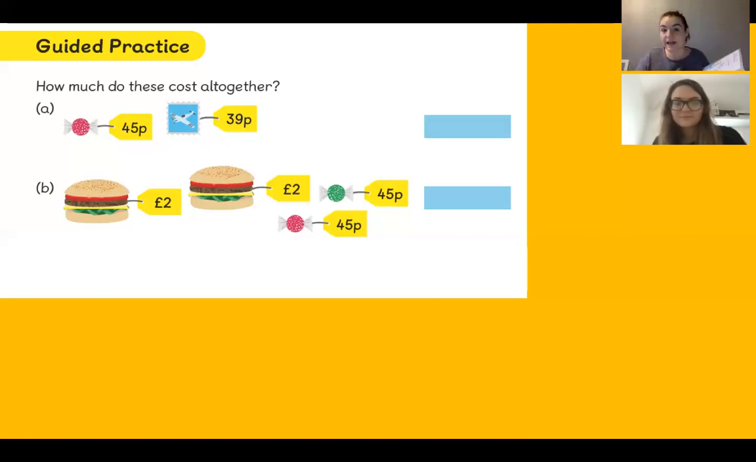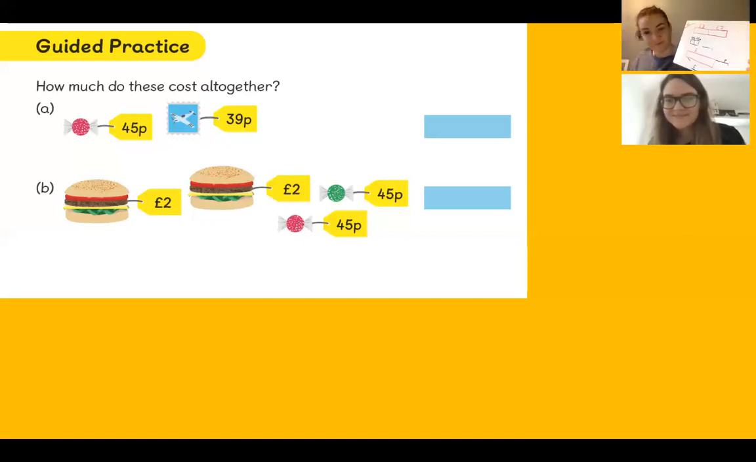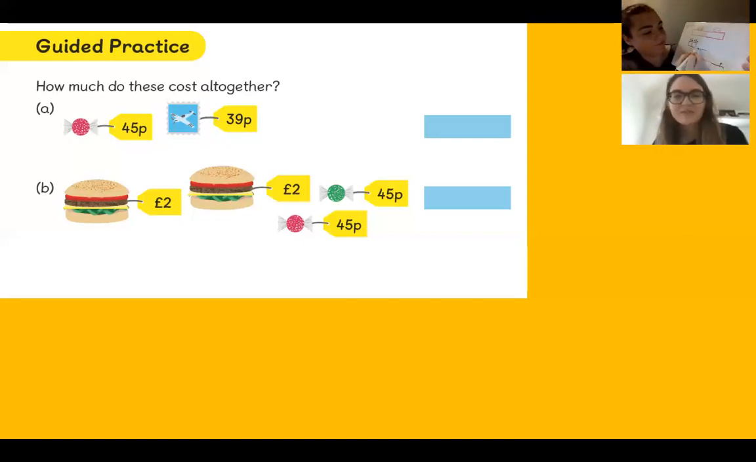Fantastic, Year 2. Miss Kate is going to explain to you question 2. So following question 1A, we're going to use your bar model again. This time it's a little bit different because we have 4 items. So what we're going to do, we're going to split it. Yep, sorry, miss, I was just drawing it. So this time we have 2 burgers that are £2 each, just like in the first example. And then we have 2 sweets that are 45p each.